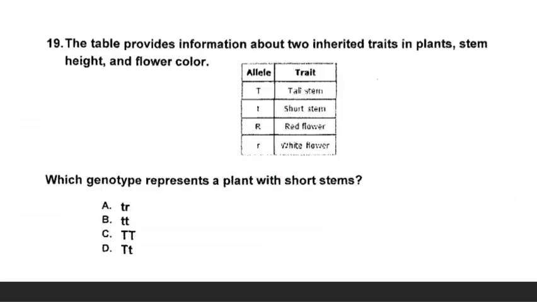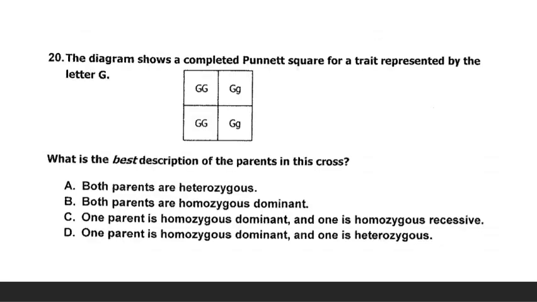The table provides information about 2 inherited traits in plants, stem height and flower color. Which genotype represents plants with short stems? So looking at this, we have tall stems are dominant, short stems are recessive. So if we're looking for a recessive trait, then we have to have 2 recessive alleles. And it's wanting us to use T's for that. So we have to have 2 recessive alleles for the genotype.